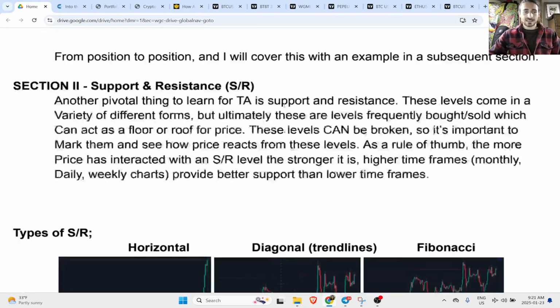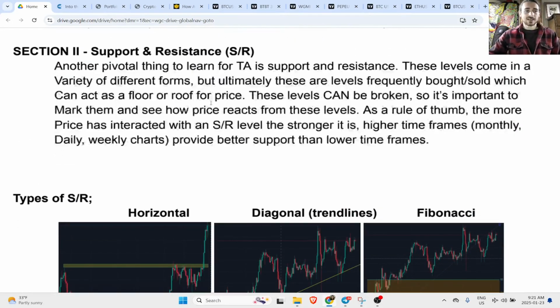So next we're going to cover support and resistance. This is a pivotal thing to learn for technical analysis. These levels come in a variety of forms. Ultimately, these levels are frequently bought and sold, and can act as a floor or a roof for price. These levels can be broken, so it's important to mark them and see how the price reacts from these levels.